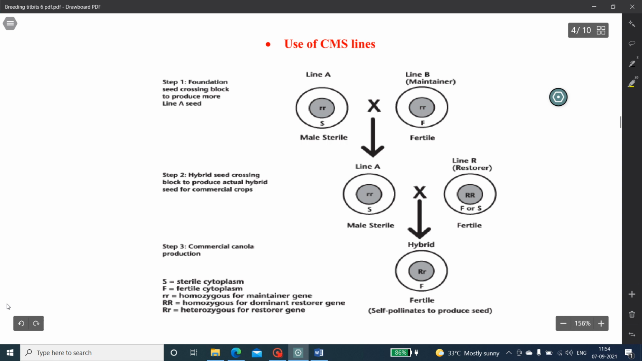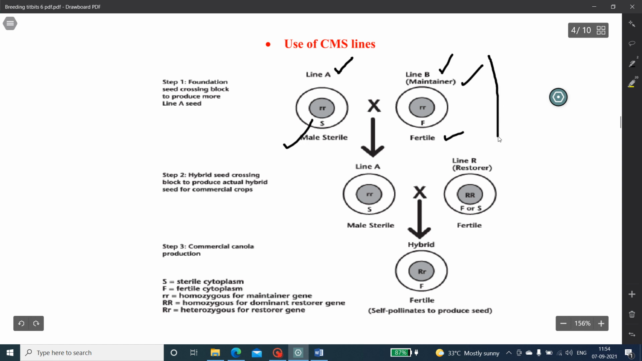And this CMS is being completely and fully exploited in the production of hybrids. And this picture explains the different stages in which the hybrids are produced. That is the A line. The A line is the female parent, which is sterile. And the B line is the maintainer line, and this has fertile cytoplasm.